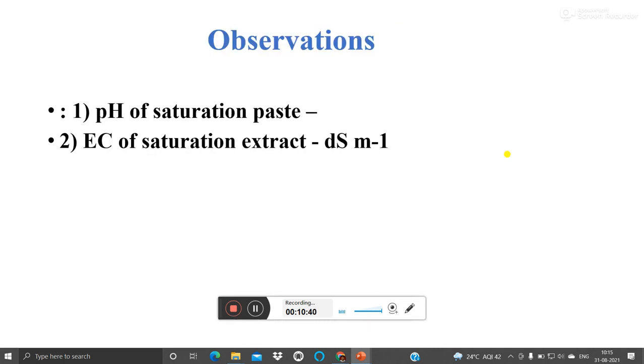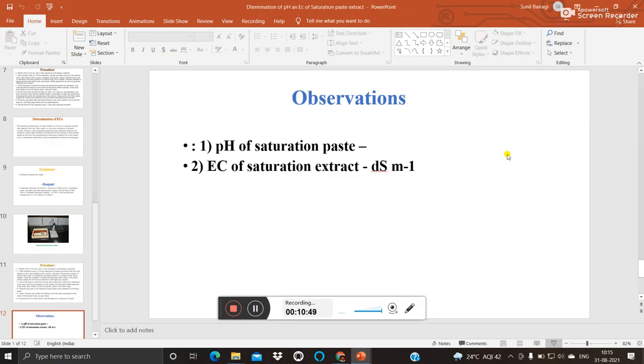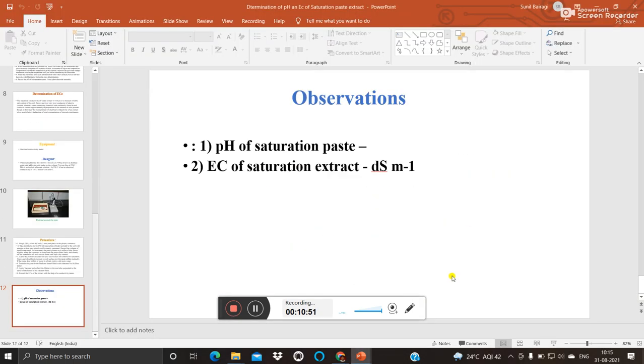So mainly we are taking observations like the pH of the saturation paste and the EC of the saturation extract. So this is all about the determination of pH and EC of extract.